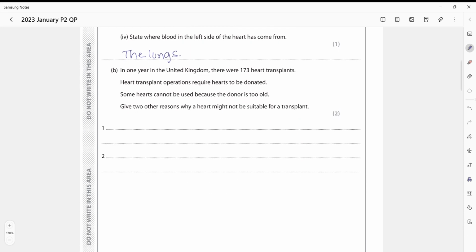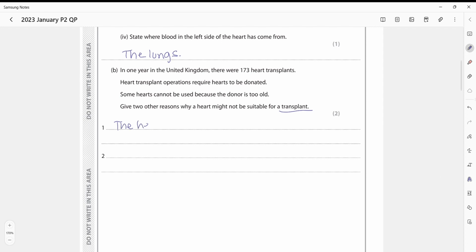All right. Part B, in 1 year in the United Kingdom, there were 173 heart transplants. Heart transplant operations require hearts to be donated. Some hearts cannot be used because the donor is too old. So give 2 other reasons why a heart might not be suitable for a transplant. There's a few things that you can say about this. Whenever it comes to any form of transplant, you want to make sure that the organ matches the recipient so that you would decrease the likelihood of that organ being rejected. So we can write that down.